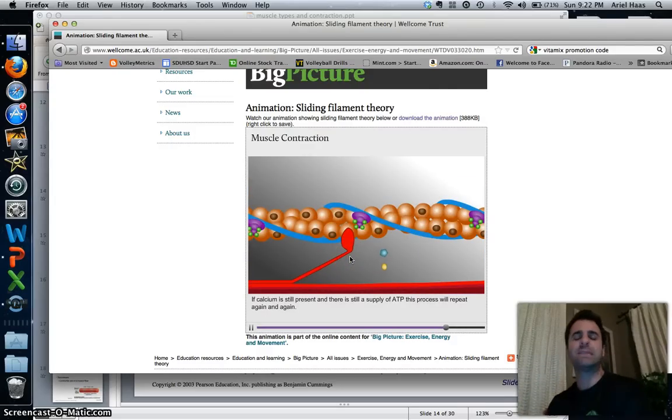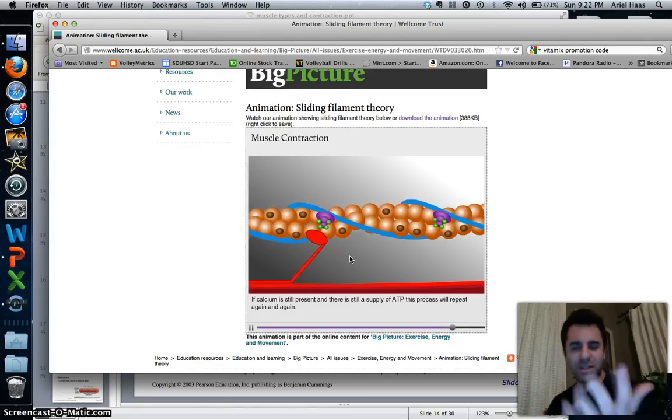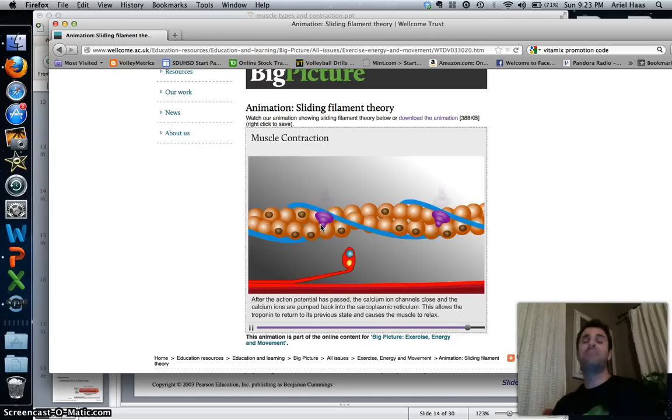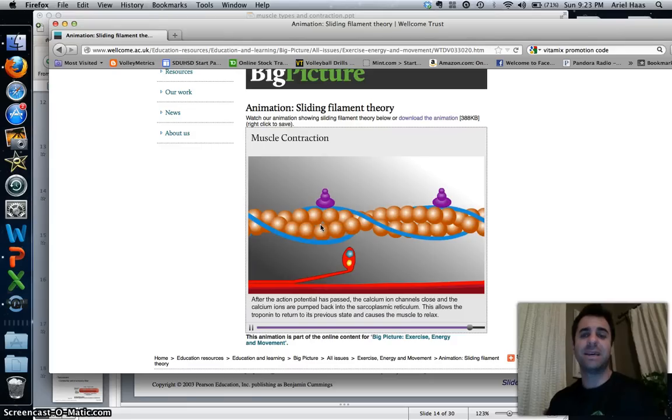This process is going to keep going as long as calcium is around and ATP is around. You see this continuing over and over until, of course, you want to relax the muscle. When you want to relax the muscle, you use ATP to unbind the myosin head, and then you take the calcium that's hanging out in the area on the troponin and pump that back into the sarcoplasmic reticulum and get rid of it. Now the muscle's going to relax, and you're in a happy state once again. And I'm out.